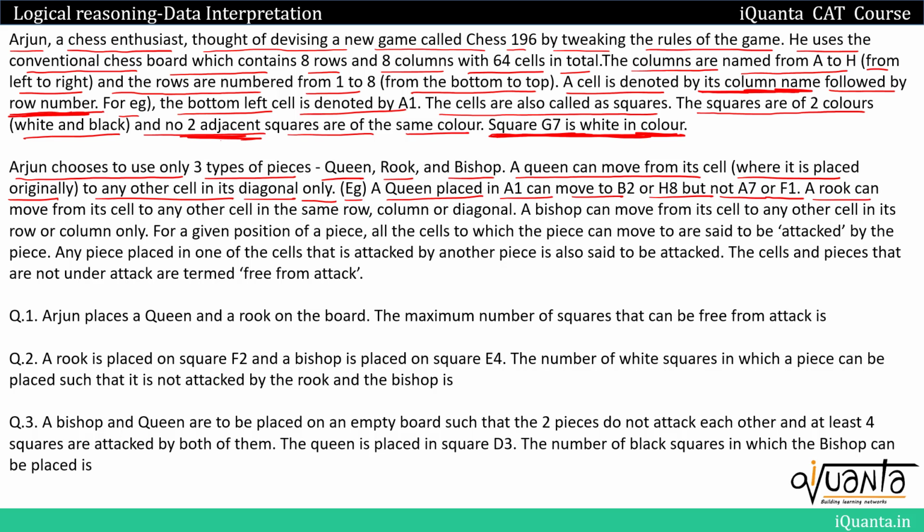After that, a rook can move from its cell to any other cell in the same row, column or diagonal. Then a bishop can move from its cell to any other cell in its row or column only. So basically these are the movements of all these three pieces.